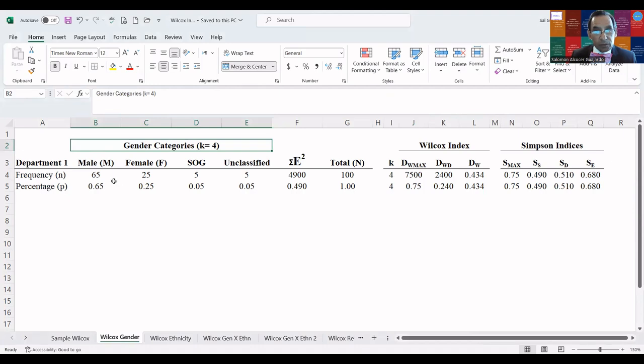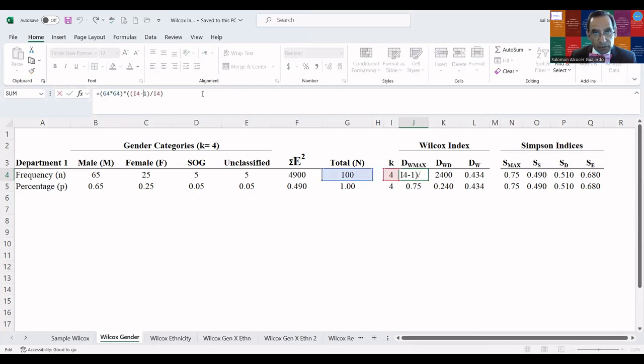To review what was covered in the previous episodes, in this organization, I have 65 males, 25 females, 5 individuals of some other gender, and 5 that are unclassified, for a total number of 100 individuals. So let me go to how to calculate the maximum score of the Wilcox index.